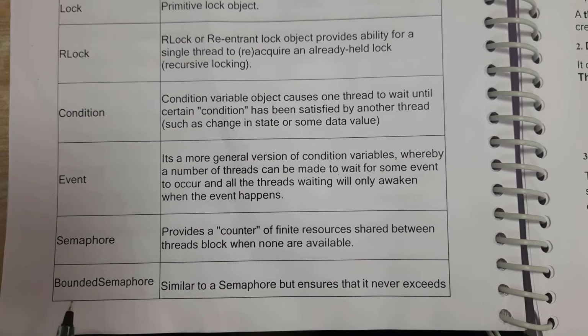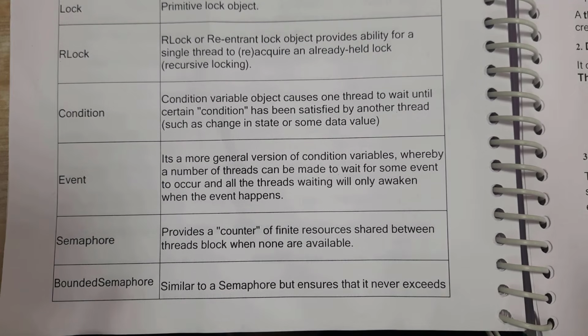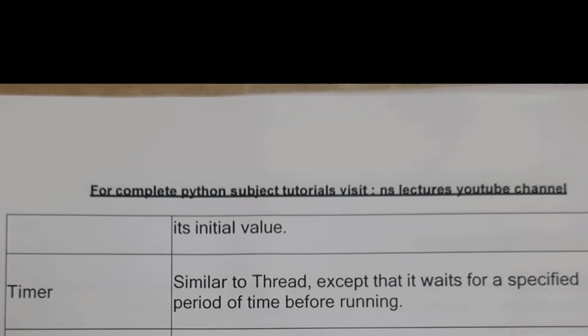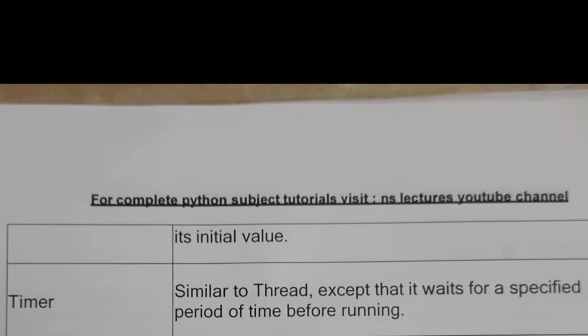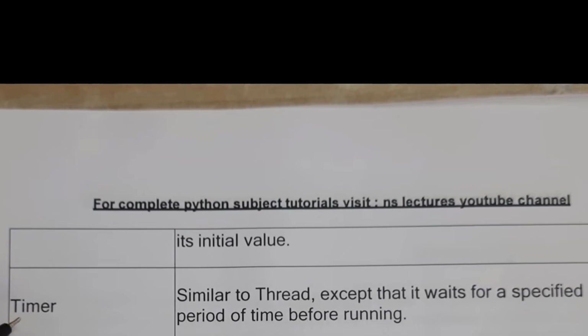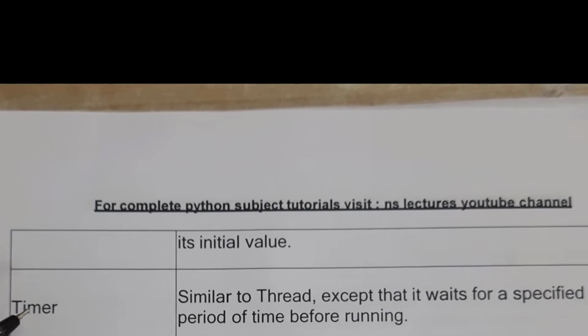Next one is bounded semaphores. By using semaphores, we can execute multiple tasks, and this bounded semaphores is similar to semaphores, but it ensures that it never exceeds its initial value. And next one is timer. Timer is also similar to thread, but before execution it need to wait some time.